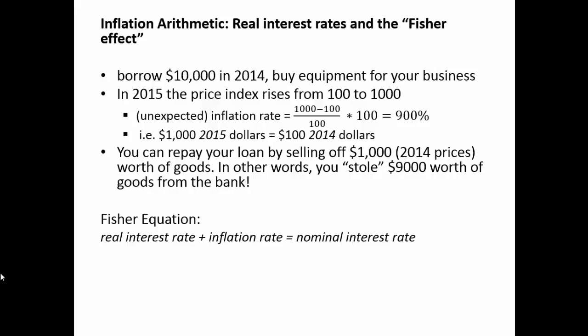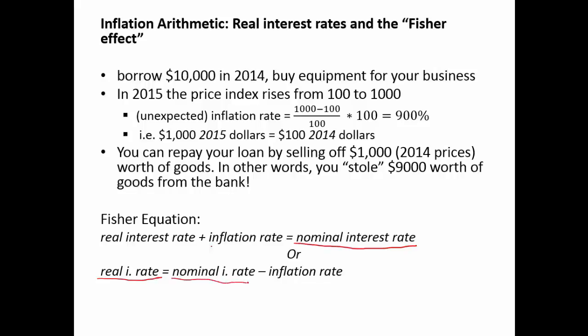Nominal interest rate would be the interest rate you pay for a loan, the terms of the contract, and that includes two components, inflation and the real interest rate. Another way to think about this is that the real rate, the actual earnings in terms of real resources that a creditor earns, is the nominal rate minus the inflation rate.